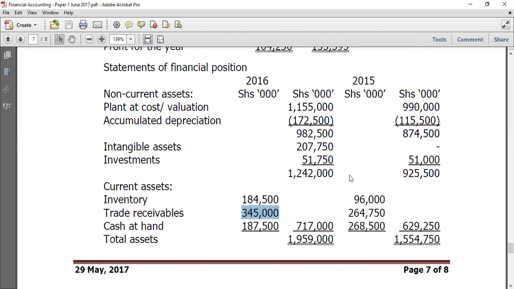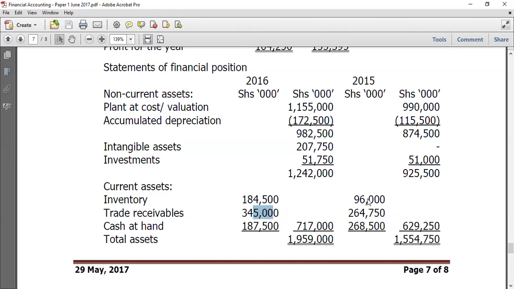So in layman's language, just like I said, if these receivables were 264,750 and we had only maybe 150 here, it would mean that during the year, more people that we had sold to on credit actually paid us during the year, okay? And that would be a cash inflow. But if trade receivables, the people that owe us, are increasing, it means that more money actually just went out through the sale of the products to our customers, okay? So in this case, this will be more of a cash outflow, okay?